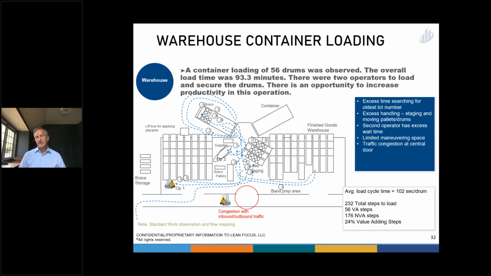All right. So another one we'll typically do is, if distribution or loading is a key part of your process, we'll do an analysis where we just observe a truck being loaded and look for opportunities. In this case, there was a lot of congestion in the shipping area. There were lot dates, so we needed to make sure we ship out the oldest lot first, and there was searching time. It was a two-person job, but the first person was very fully loaded, and the second person had a lot of waste time, or operator waiting time.